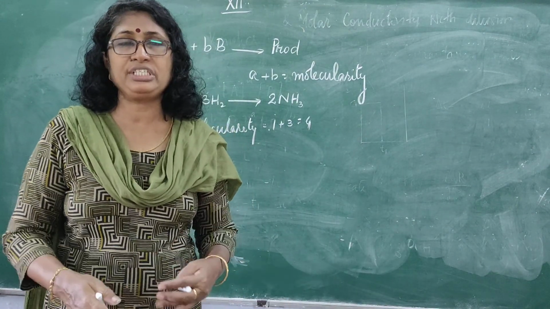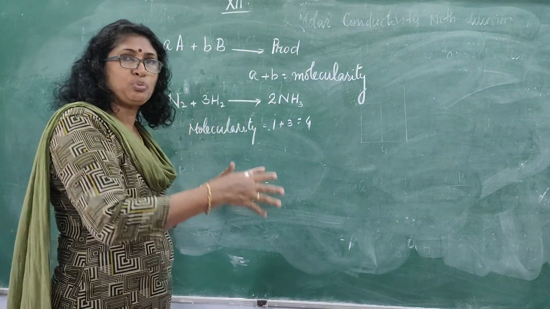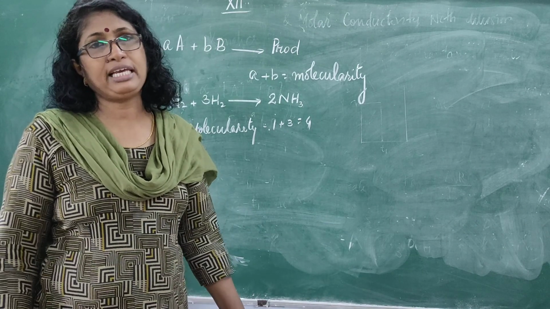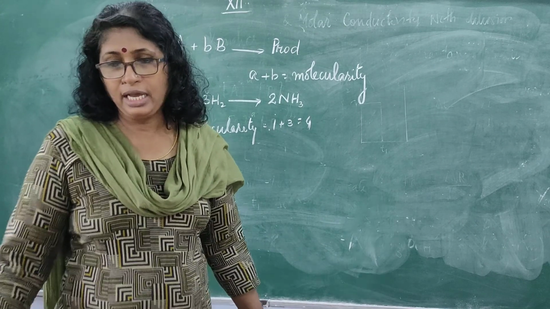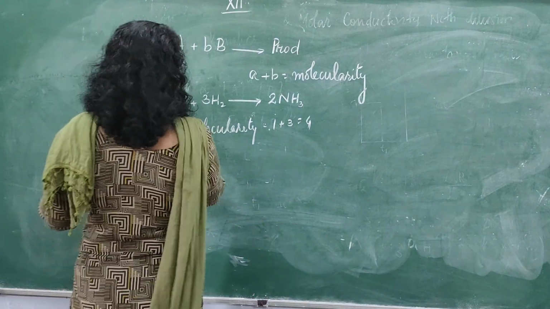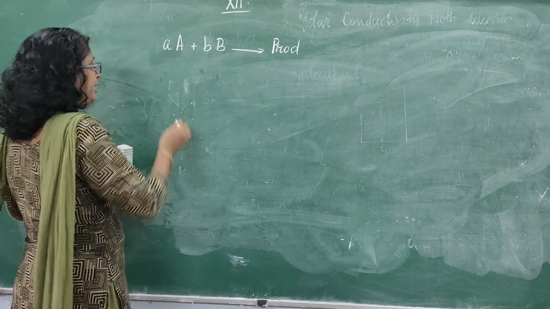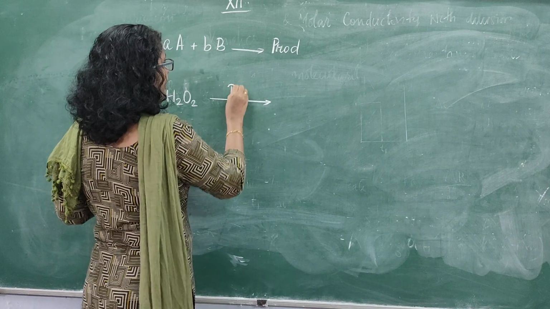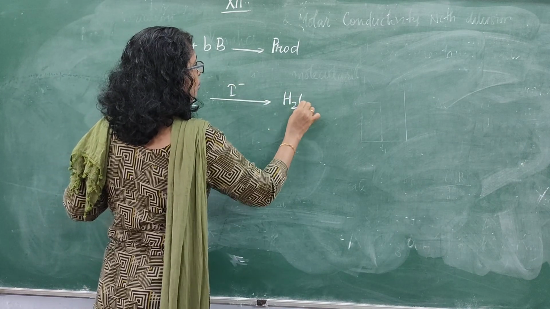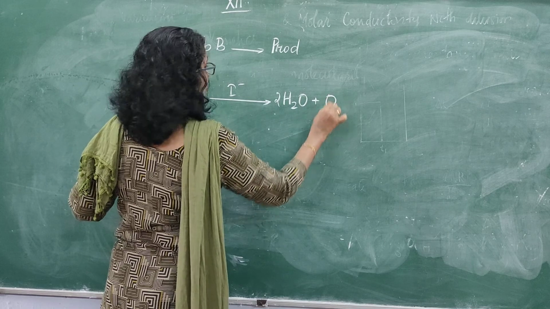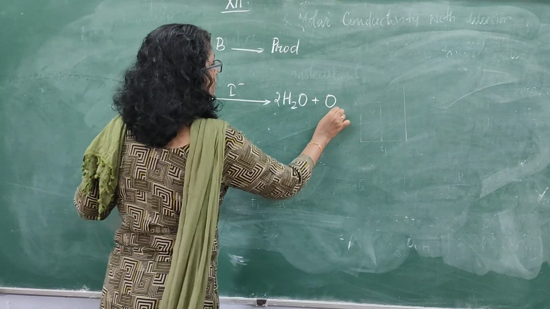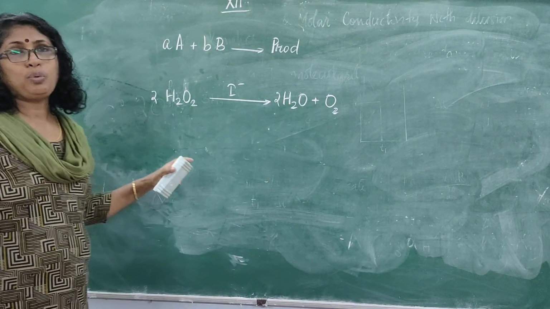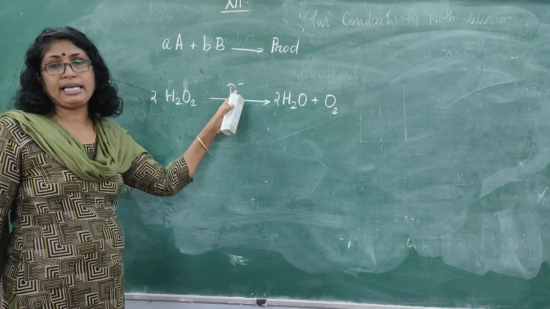Now, according to collision theory, it means the 4 molecules, that is 1 molecule of nitrogen and 3 molecules of hydrogen, collide with each other and we get the product. Understood? But now see one reaction I will write: the dissociation of H2O2 in the presence of iodide ion gives H2O plus O2. This is the reaction: 2H2O2 dissociates to give water and oxygen in the presence of iodide ion.